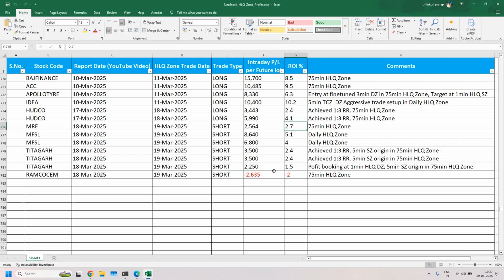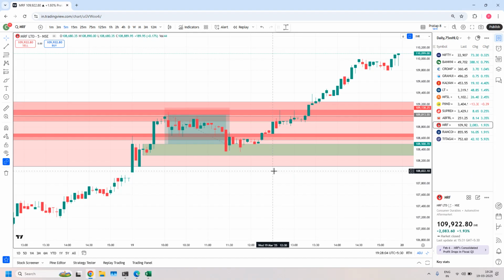But today, the momentum, because all these are short. Remember, today the market is bullish, super bullish today. But all our trades are short trades only today. After that, the zone is violated.